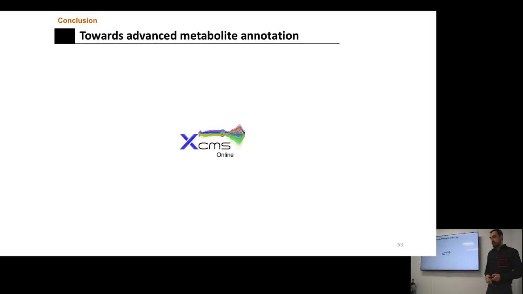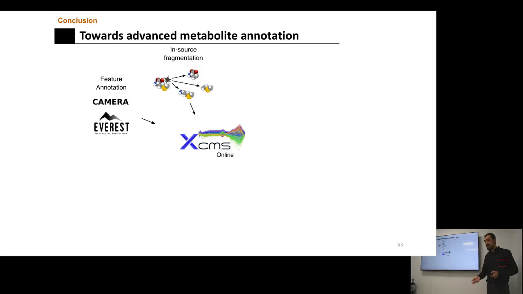So in conclusion, we're working towards advanced metabolite annotation methods and strategies. Again, XCMS Online now enables feature annotation by the use of the R package CAMERA, and we're working on another strategy for that purpose. We have also developed an in-source fragmentation algorithm to use in-source fragmentation to get a more robust idea of what are the molecules that we're observing.